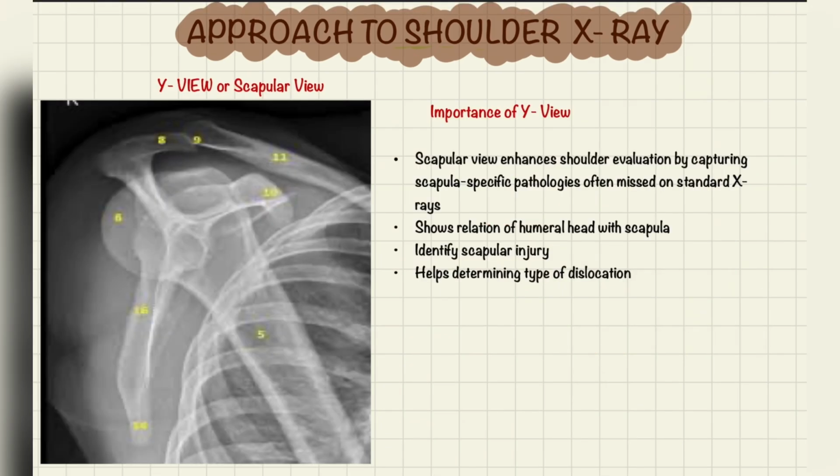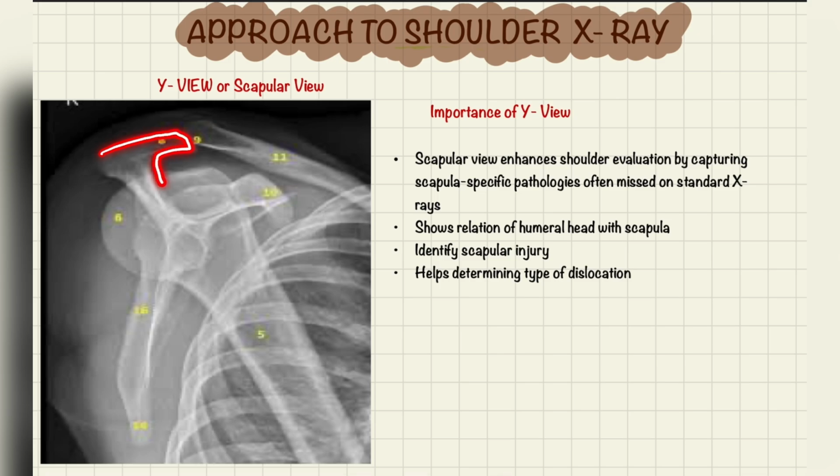Now let us look at another view of the shoulder X-ray, that is the Y view or the scapular view. It holds great importance because this scapular view enhances the shoulder evaluation by capturing scapular specific pathologies often missed on standard X-rays. This also shows the relation of the humeral head with the scapula and identifies scapular injury. This also helps in determining the type of dislocation just by seeing this X-ray.